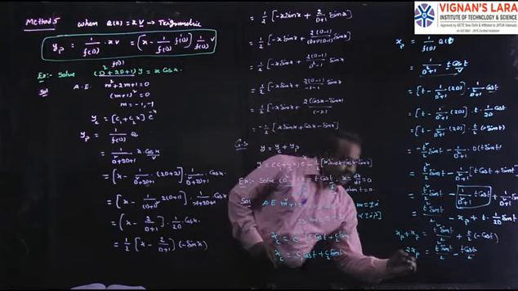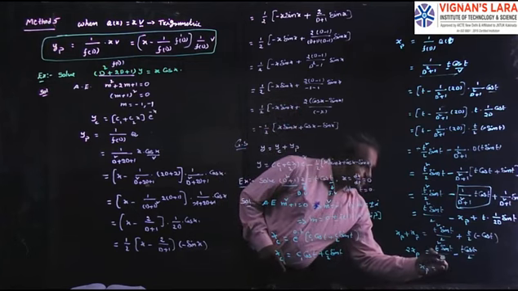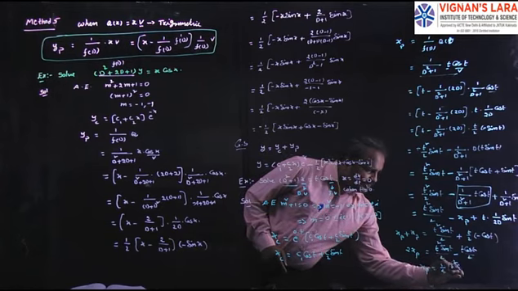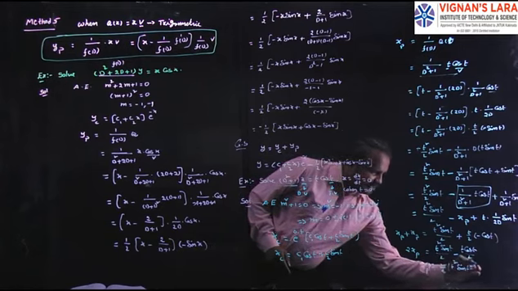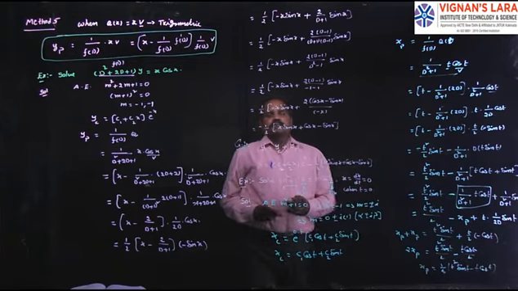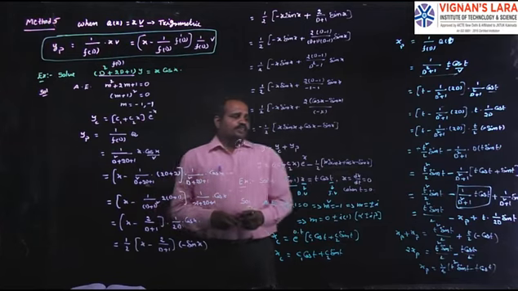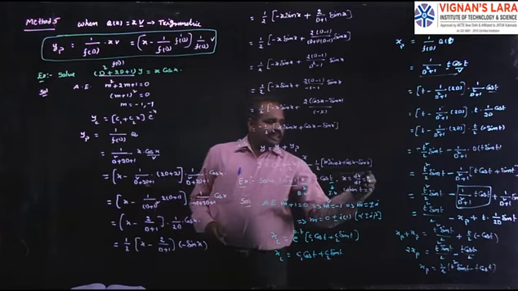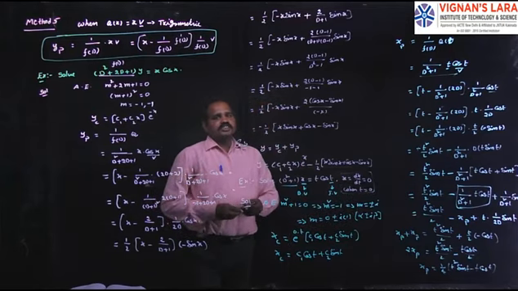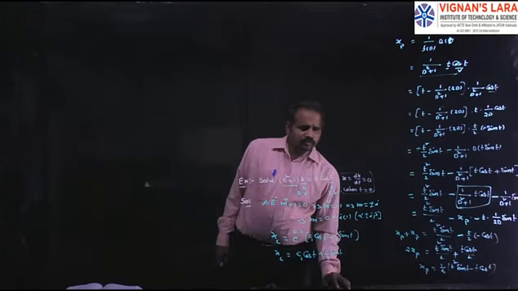From this, what is the value of xp? xp is equal to, common, so 1 by 4 into t square sin t minus t cos t. This is called the particular solution. Now we will go through the general solution. After that, we are applying the initial conditions. What are the initial conditions? x is equal to dx by dt is equal to 0 when t is equal to 0.